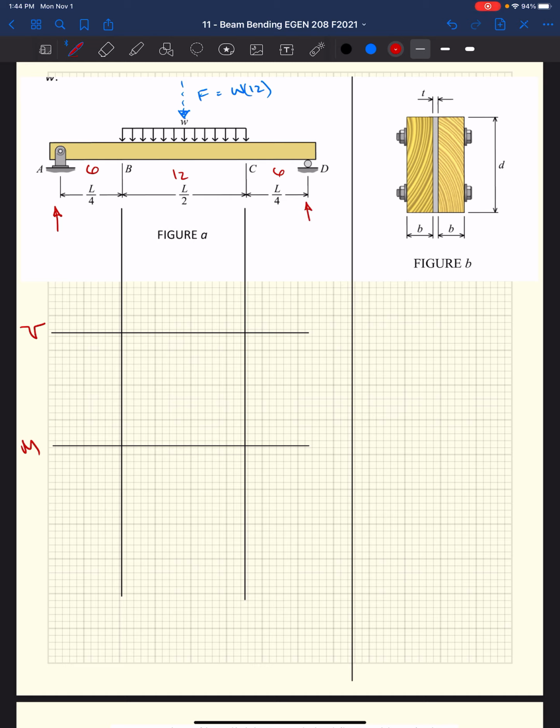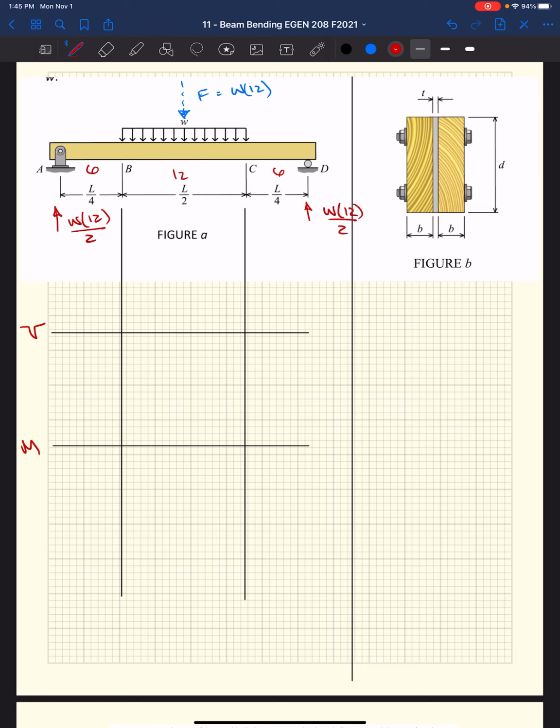If we look at our reactions, due to symmetry, I think we all could agree, because it's symmetrically loaded, the reactions on both sides are going to be half of the ultimate magnitude of our uniform load, the W12 over 2. Those would be our reactions. Anyone want to fight against that? No? Okay, good.